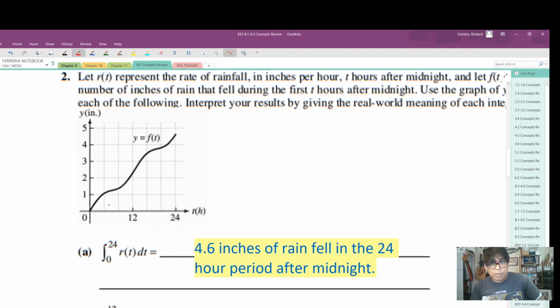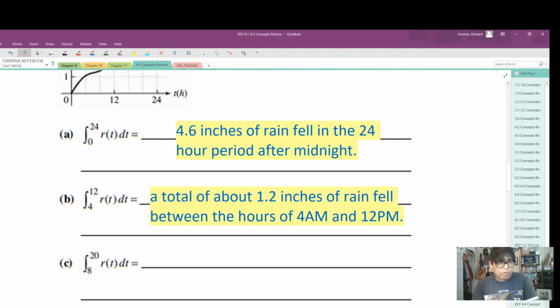So if I subtract that, 2.3 minus 1.2, that's about 1.1 inches of rain that fell between 4 a.m. and 12 p.m. There we go. A total of about 1.1 inches of rain fell between the hours of 4 a.m. and 12 p.m.